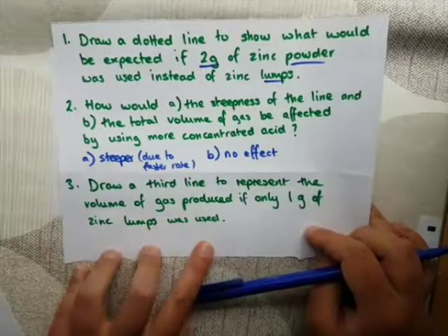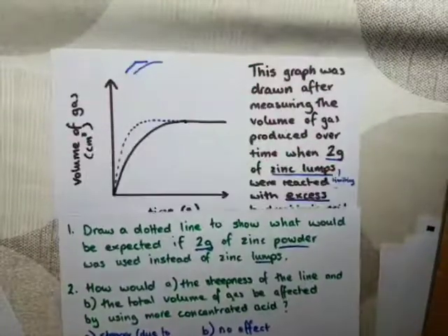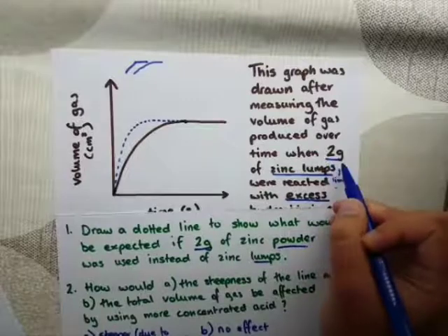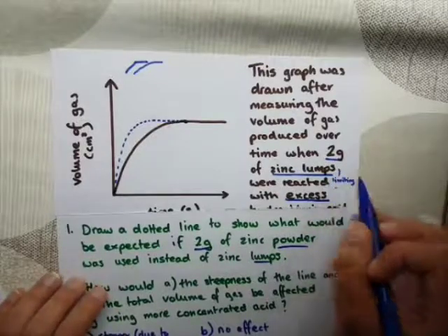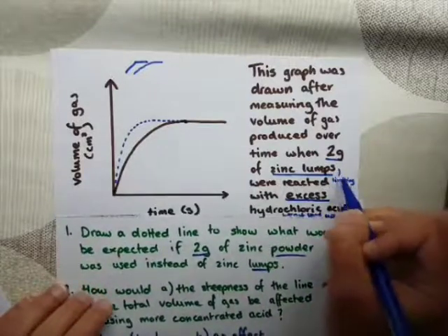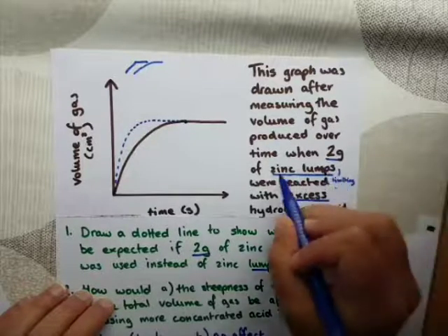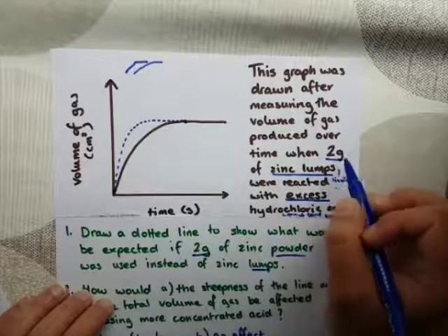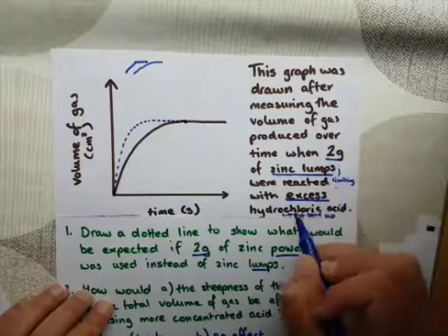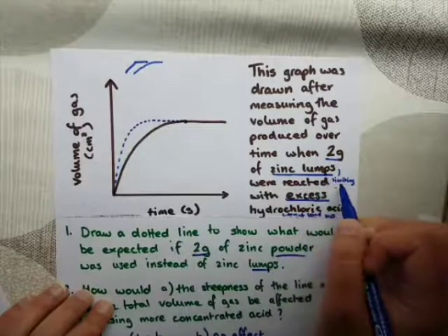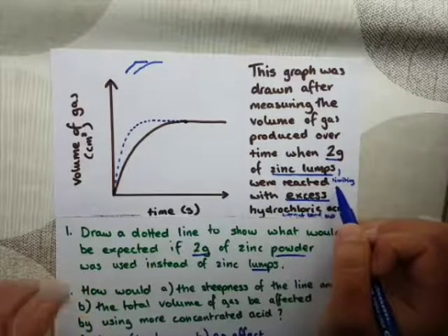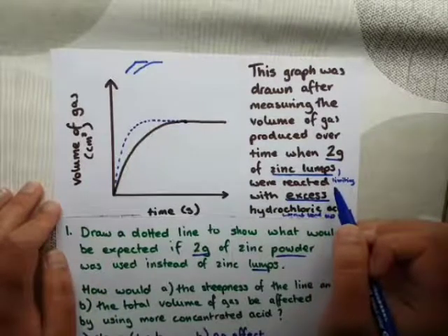Okay. And then part 3, draw a third line to represent the volume of gas produced if only 1 gram of zinc lumps was used. So in the original reaction, we used 2 grams of zinc lumps, and we've worked out already that the zinc lumps were the limiting reactant. So the limiting reactant controls the total volume of gas. If we use half the amount of limiting reactant, then what will happen is that we produce half the amount of gas overall.